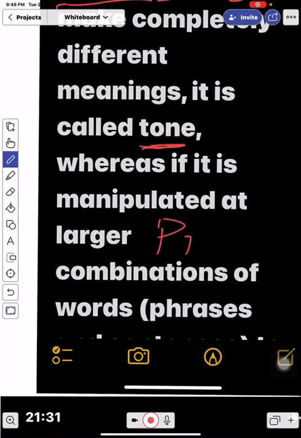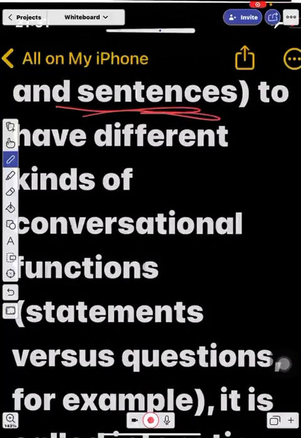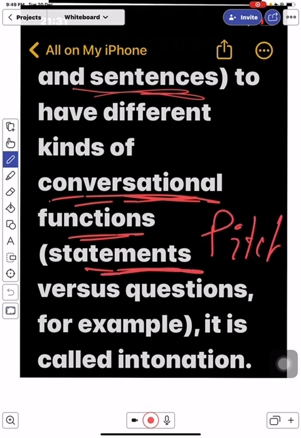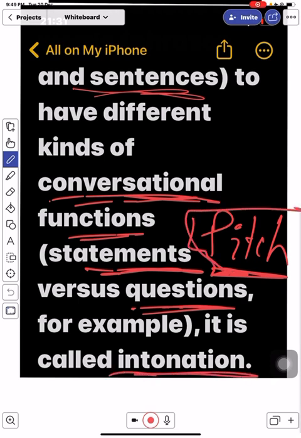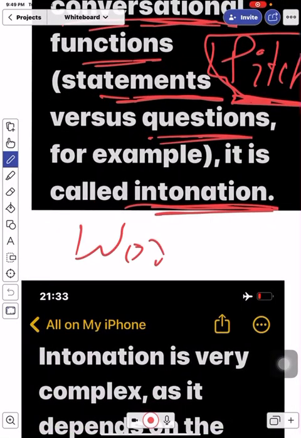if the pitch is calculated in terms of phrases or sentences, in terms of the impact on conversational functions, and is studied in terms of statements or questions, then that interpretation is known as intonation. So that is the major difference between tone and intonation. Tone is at the level of words, whereas intonation is at the level of sentences.